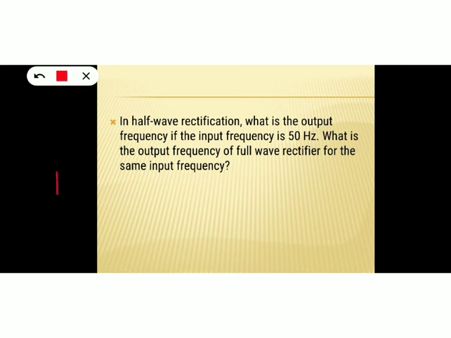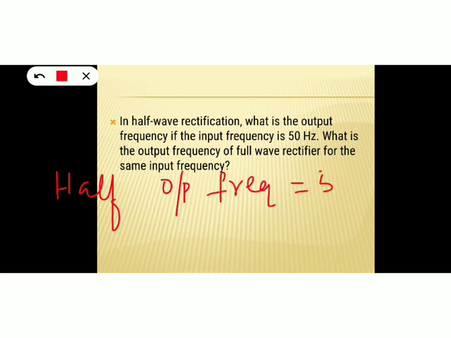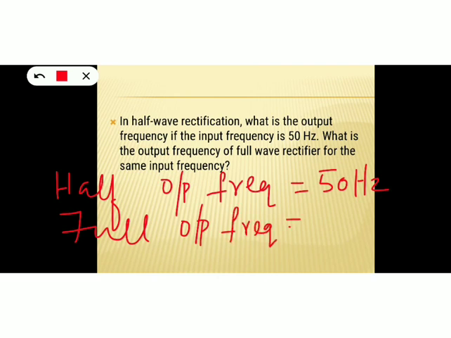For a half wave rectifier, output frequency is equal to input frequency, that is equal to 50 Hz. And for a full wave rectifier, output frequency is equal to 2 times input frequency, that is 2 into 50, that is equal to 100 Hz.